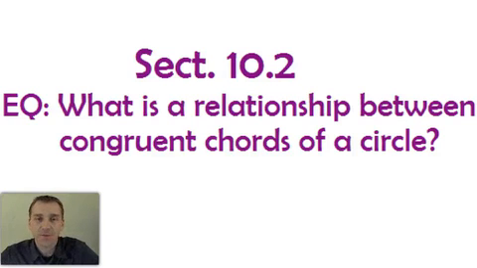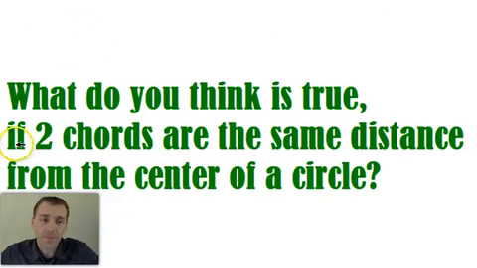It is a simple essential question that says this. What is a relationship? Not totally the relationship, because there's many other ones, but here's the one in this section. What's the relationship between congruent chords of a circle? Another way to think about it might be this, and it is a good way to twist it, but it's still the same question. What do you think is true if two chords are the same distance from the center of a circle?